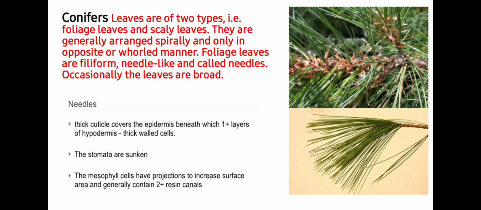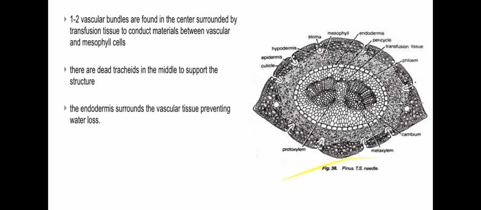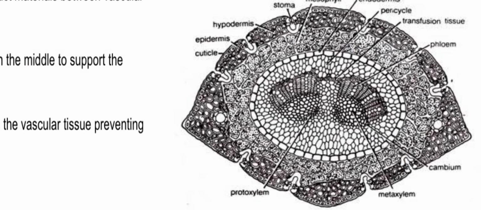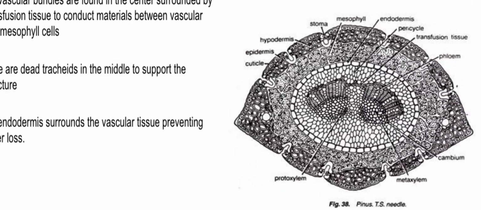Next is leaf in the conifer. As you can see, they are highly reduced. If we talk about the anatomy of leaf, that is very important and you may find questions related to the anatomy of the leaflet of Cycas or Pinus in your practical as well as in your end-term exams. In both the cases, you will see that sunken stomata are there.